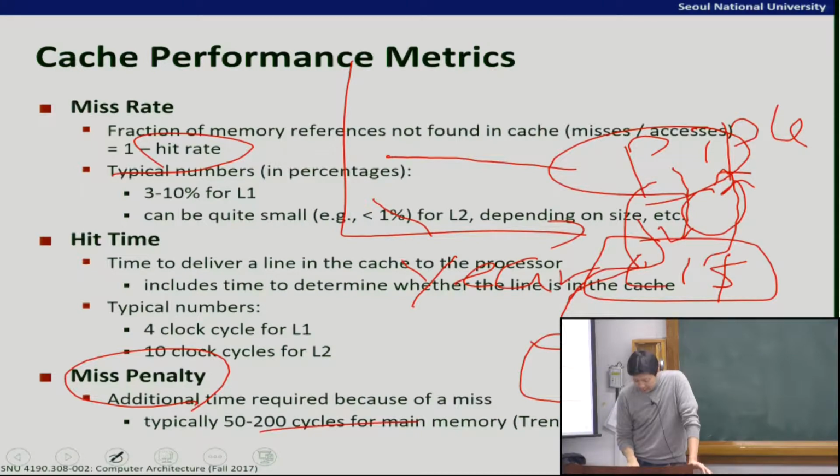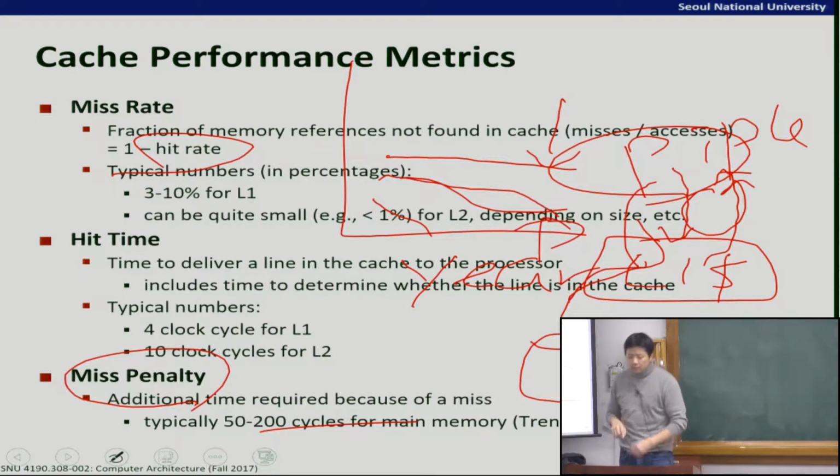But CPU cycle time was decreasing much faster, like this. I mean, like this, right? So there was an increasing gap between the DRAM access time and CPU cycle time. So that's the reason why this trend is increasing.